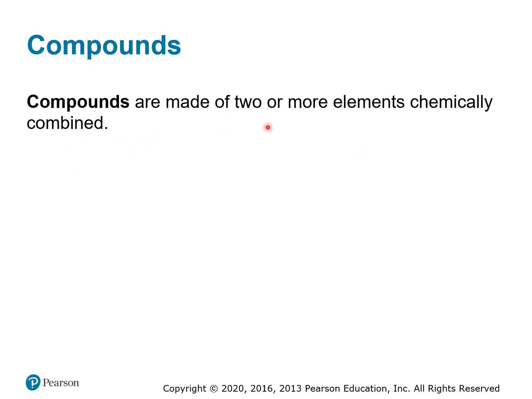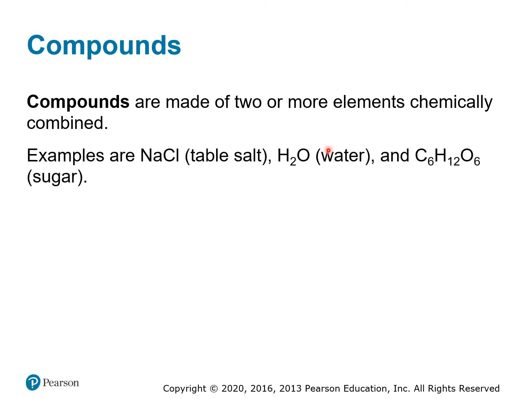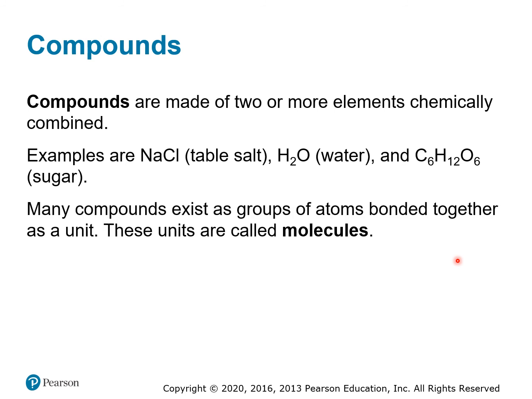Compounds, on the other hand, as I said before, are made up of two or more elements, and they're chemically combined. So an example is NaCl, where you have sodium, which is an element, and Cl is chlorine, so you have sodium chloride, which is salt, or you have water, which is made up of hydrogen and oxygen, or you have a molecule of sugar, which is C6H12O6. So you have 6 atoms of carbon, 12 atoms of hydrogen, and 6 atoms of oxygen. So that is how the compounds are represented.